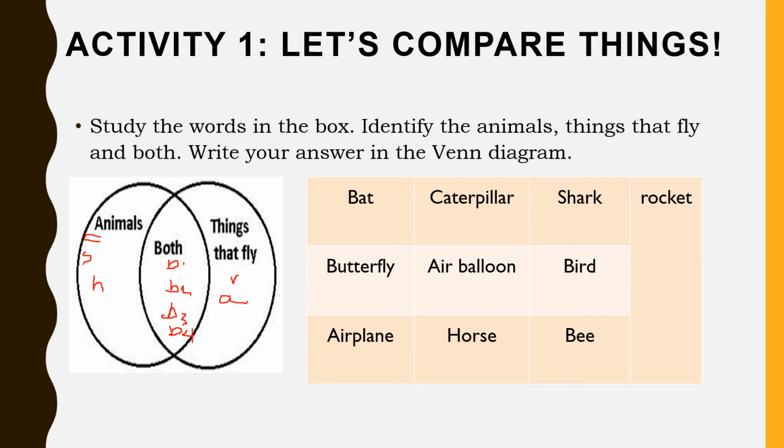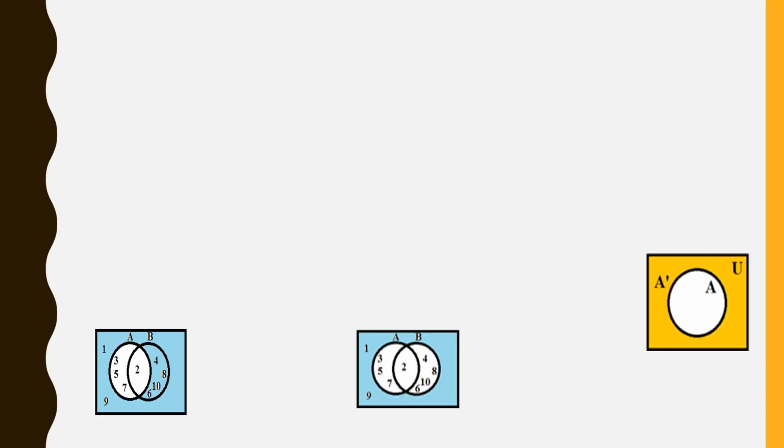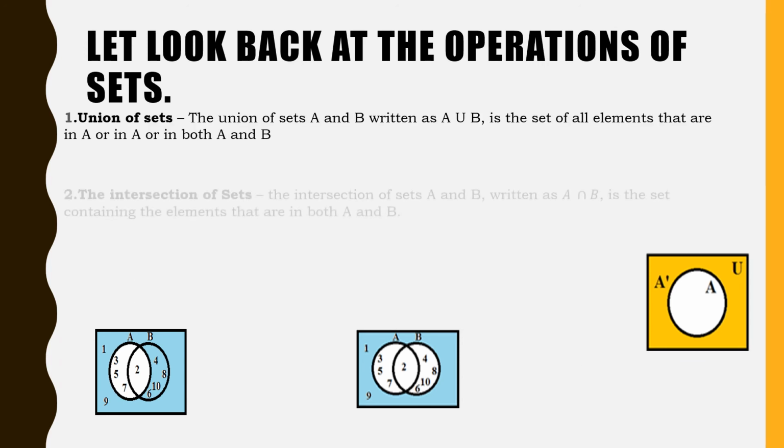Alright? C for caterpillar, S for shark, H for horse, R is for rocket, A is for airplane, and another A. So A1 is airplane, and AB is for the air balloon. Because an air balloon, a thing that flies, no? Okay? So, did you get it? No? From the example only.